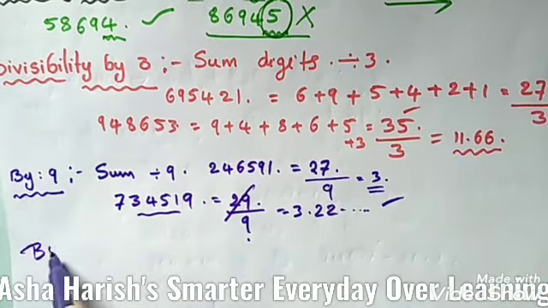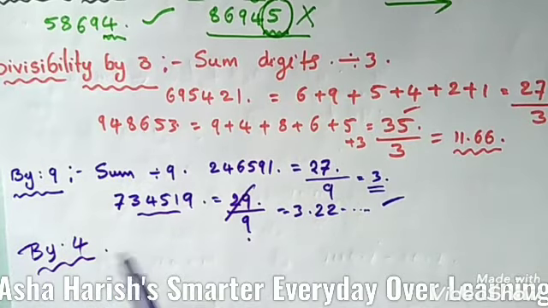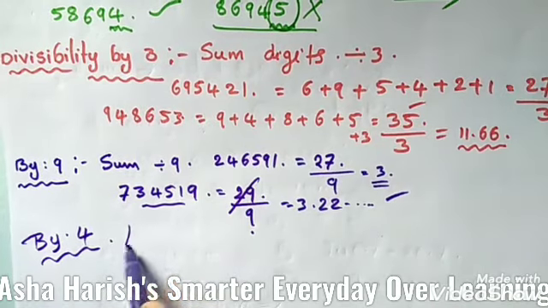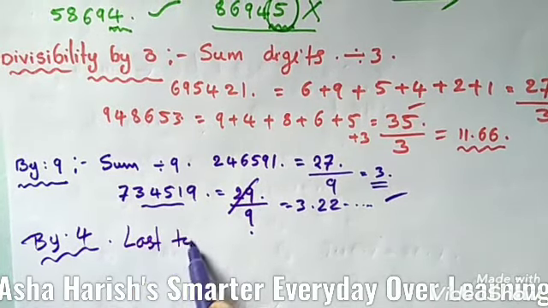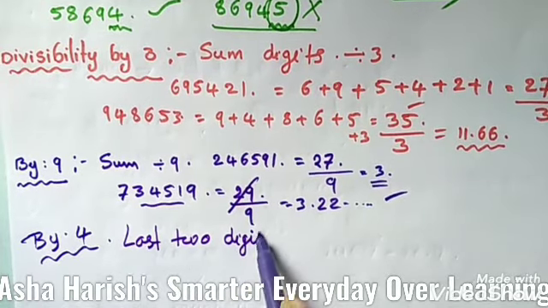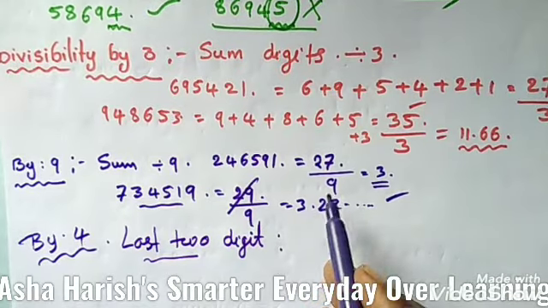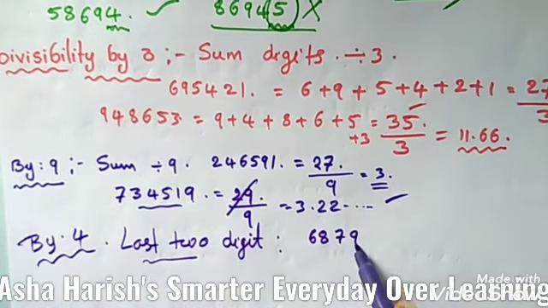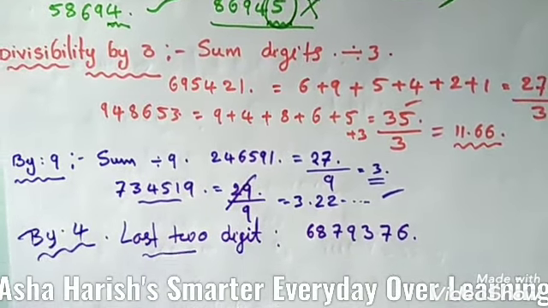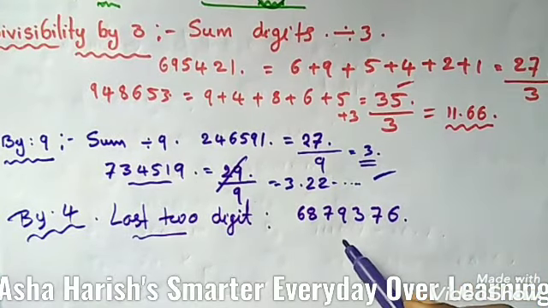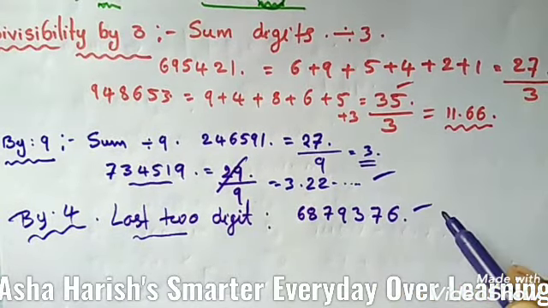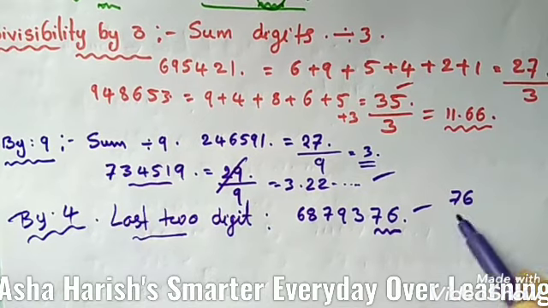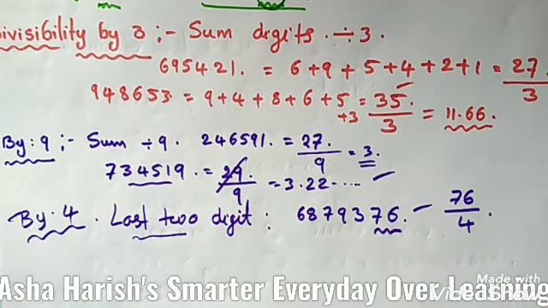Now the divisibility rule of 4, let us see. A number is divisible by 4 if the number formed by its last 2 digits is divisible by 4. Here you have to focus on the last 2 digits. You have to remember, students, the last 2 digits must be divisible by 4. Let us see the example, 6879376. You need to say whether this number is divisible by 4 or not. It is divisible by 4, since we take the last 2-digit number, 76. 76 by 4, so it is divisible by 4.